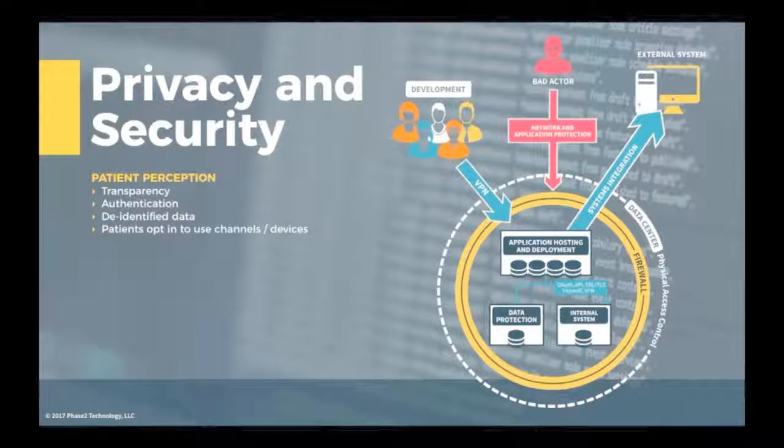Thanks, Ollie. So we know that obviously security is a top concern, and it's something that we specialize in at Phase 2. That's kind of a given. You have to have a very secure system. What we're talking about here with privacy and security is really about patient perception: being transparent with your users about how you are collecting and using their data, being transparent about your authentication and how data is stored, and allowing your patients to opt in to use different channels or devices.